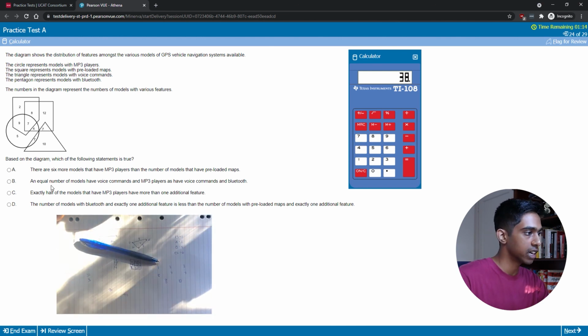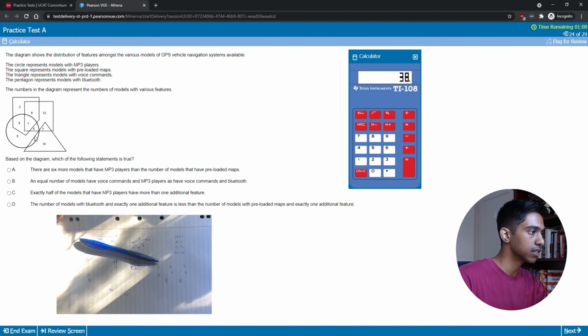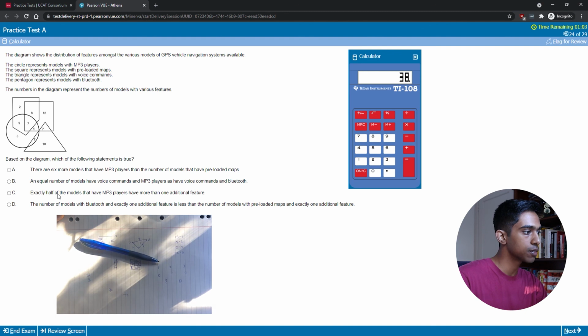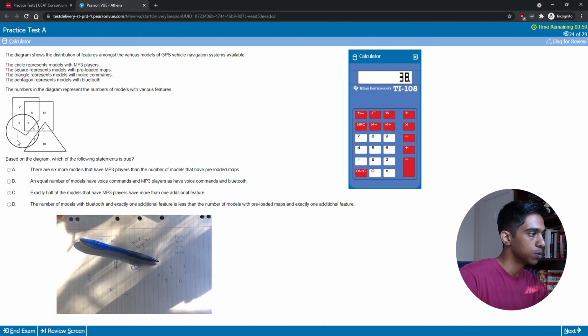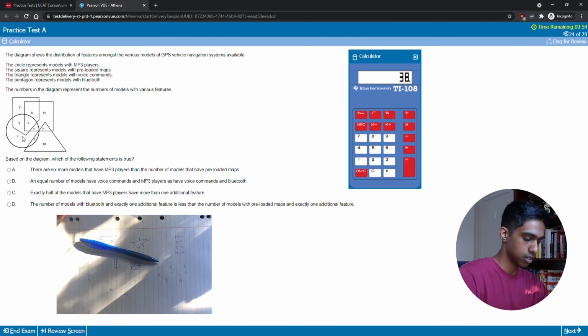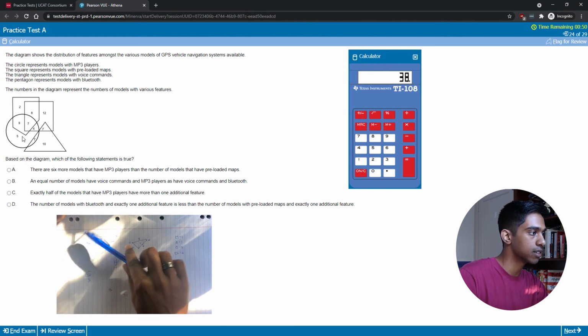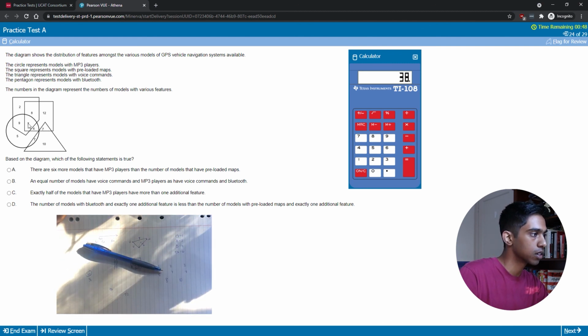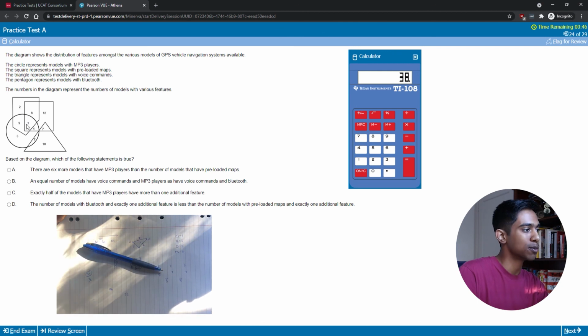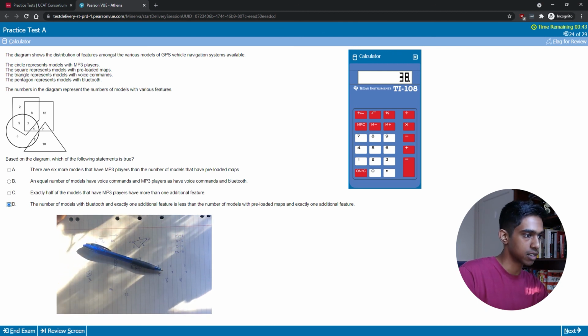No, so it's the other way around. An equal number of models have voice commands and MP3 players as voice commands and Bluetooth. So this is voice commands, MP3 players, but this is preloaded maps. It's not that. Half the models that have MP3 players have more than one additional feature. So we've got more than one. So we already have 32 with MP3 players. So we just got to do more than one feature would be this. So it's not that, it has to be this, I think.